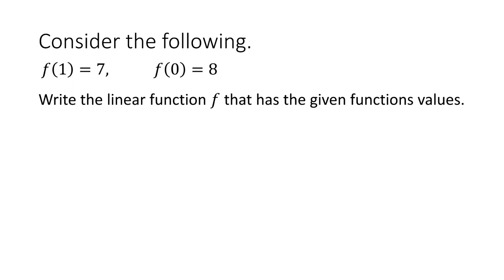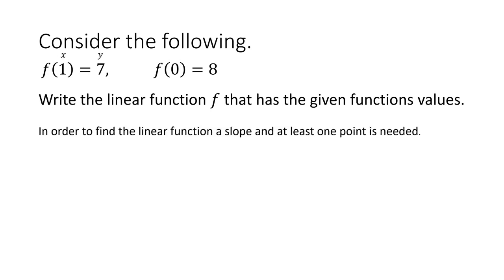So I am given 2 points when they give me this representation. They're telling me that I have the point 1, 7. The 1 is for the x, and the 7 is for the y. And same for the other piece of information. The 0 is for the x, the 8 is for the y. So if I have 2 points, I have everything that I need in order to find the equation of the line. So the first thing that I would need to do is find the slope.